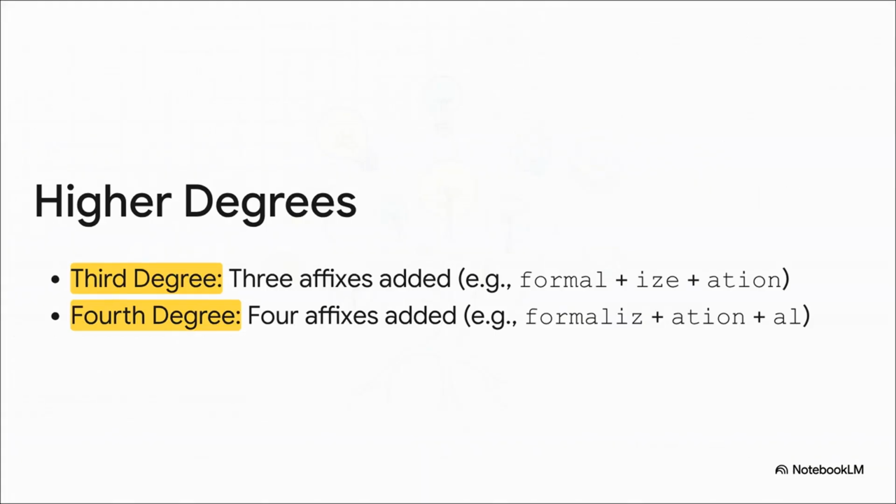For the 3rd degree, we take our new base, formalize, add the suffix "ation," and we get formalization. Then, for the 4th and final degree, we take that word, formalization, add the suffix "al" to it, and it becomes an adjective, formalizational. See? It's not a monster. It's just a chain of 4 simple, sequential additions.